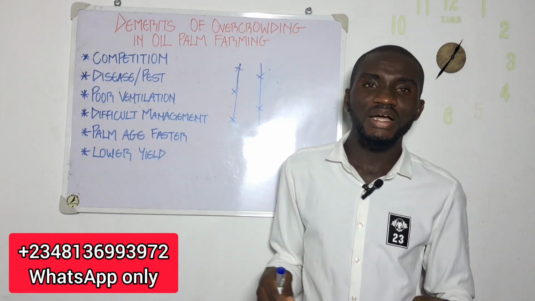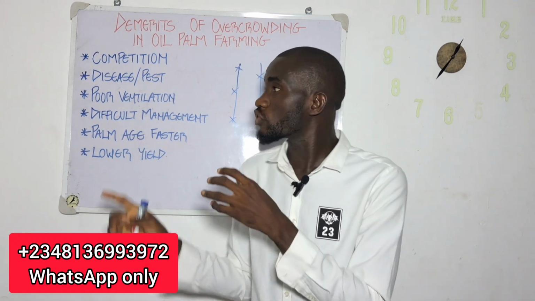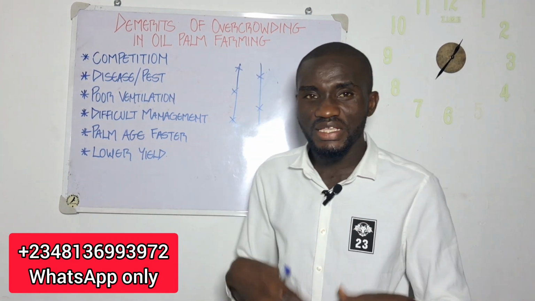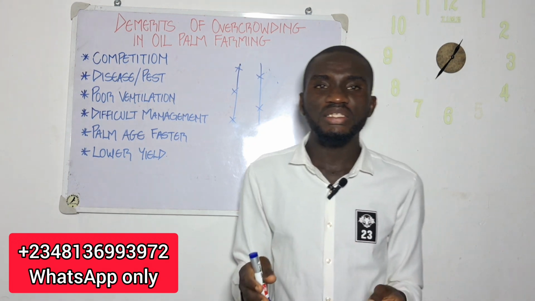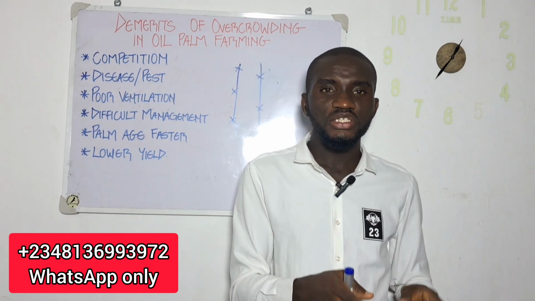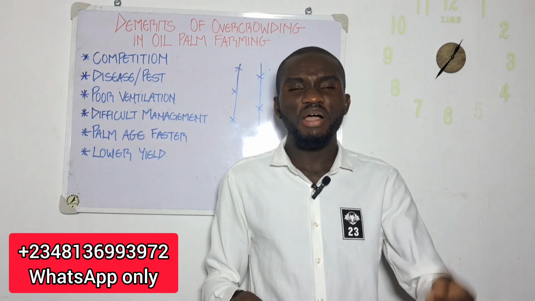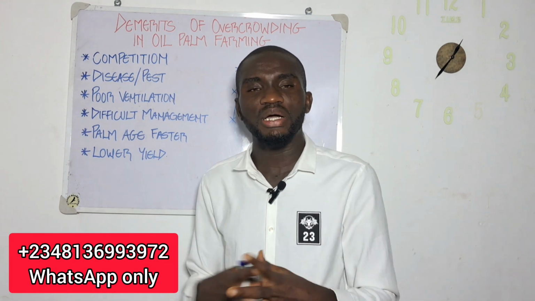If you have more trees and they are competing for nutrients, for sunlight, for water and everything, there's disease, there's everything, they will not be productive. So at the end of the day, you find out that 10 trees on a land that are well spaced are performing more than 100 trees that are jam-packed.